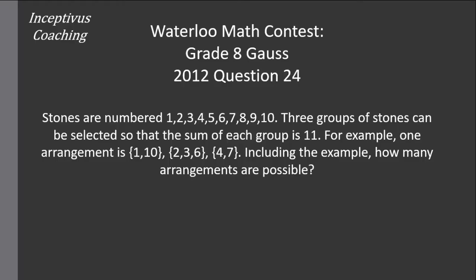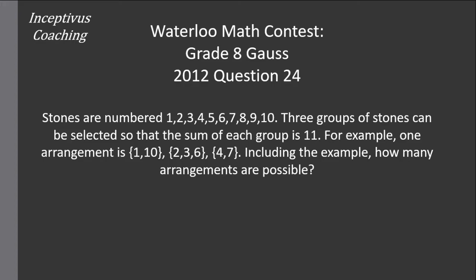Hi guys, today we'll discuss a Waterloo math contest problem that combines counting and number theory. It is a graded Gauss contest problem from year 2012. It is question number 24 of that year, and it says, stones are numbered 1 to 10. 3 groups of stones can be selected so that the sum of each group is 11. For example, one arrangement is 1 10, 2 3 6, and 4 7. Including the example, how many arrangements are possible?